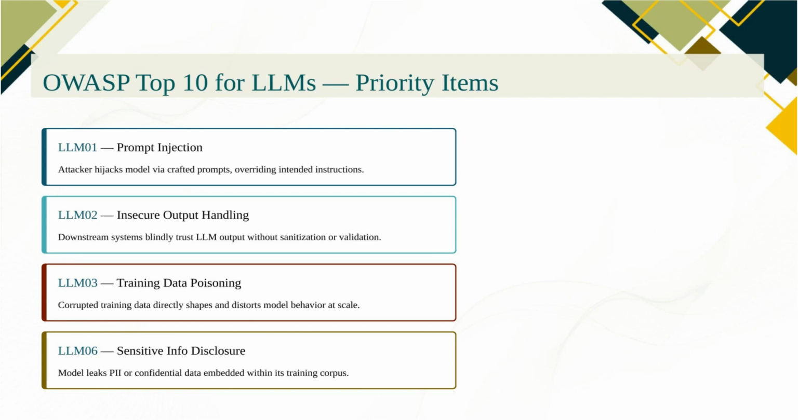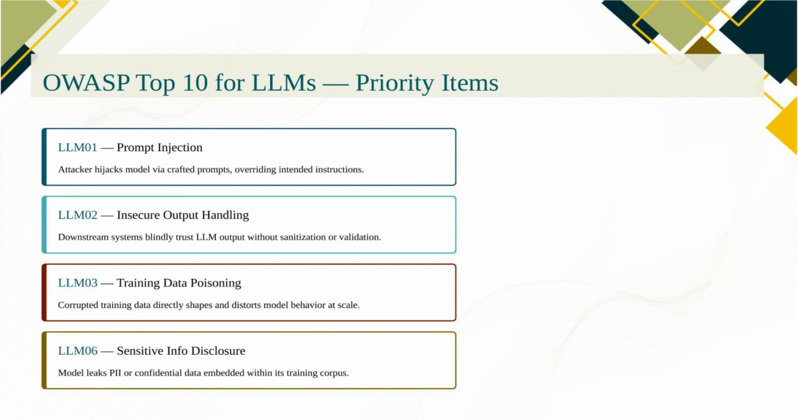LLM-01 is prompt injection. An attacker hijacks the model's behavior through crafted input. Think of it like SQL injection, but for natural language. LLM-02 is insecure output handling. Downstream systems blindly trust and act on whatever the LLM outputs without validation. LLM-03 is training data poisoning. Corrupted data shapes the model's behavior at the source.